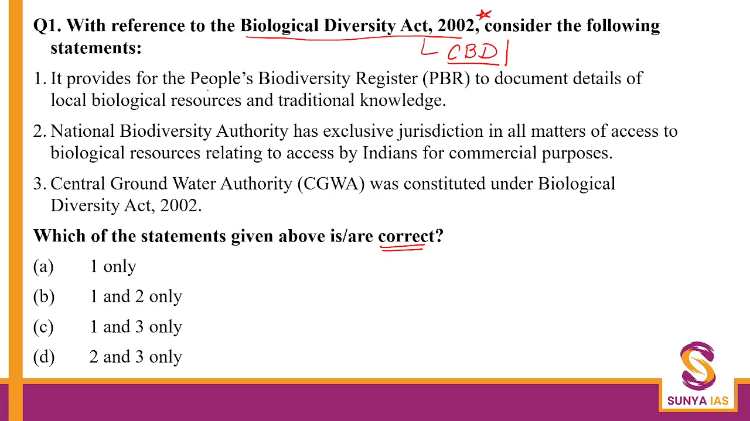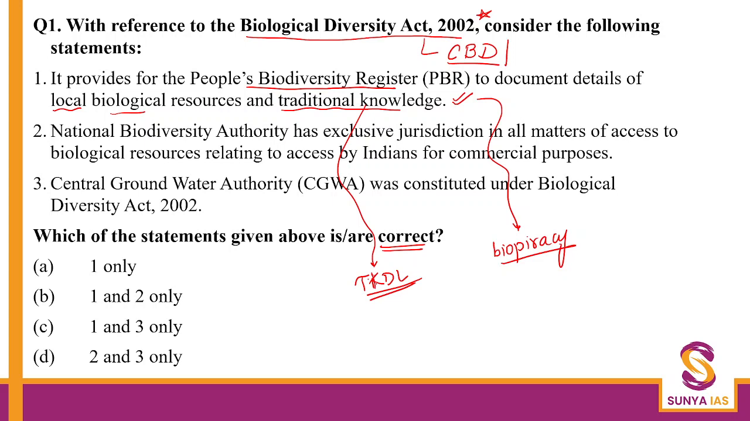It provides for the People's Biodiversity Register to document the details of local biological resources and traditional knowledge. Yes, that's absolutely correct. When we document the knowledge, that is going to prevent biopiracy. Please go back to the lecture. We have discussed terms like biopiracy and bioprospecting. I also spoke about the Traditional Knowledge Digital Library. Now tell me in the comments, under which ministry is it going to be formed?